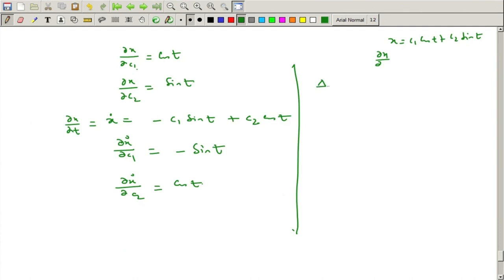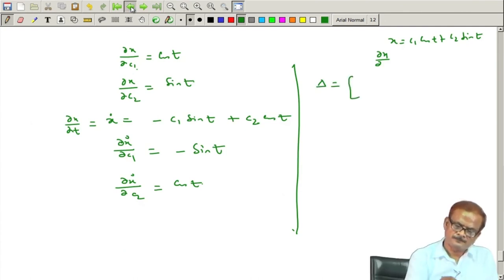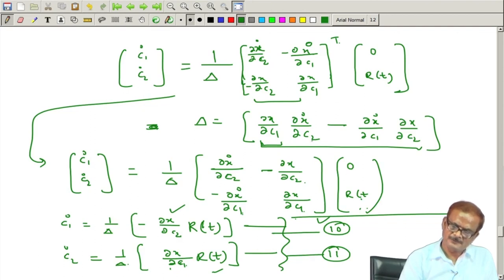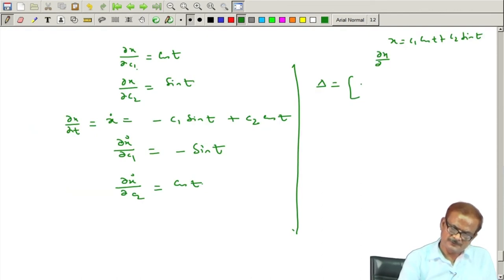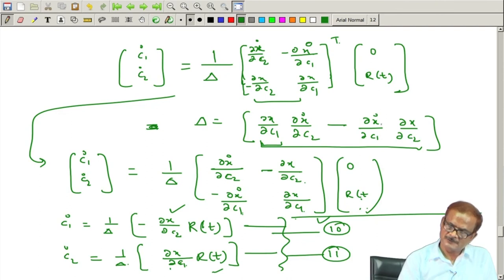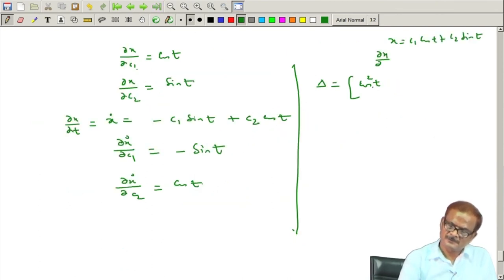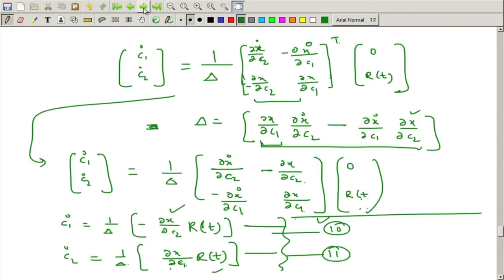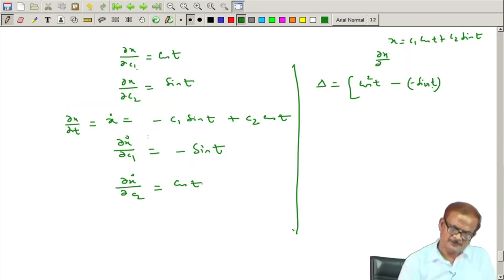Inserting in 10 and 11, first we calculate delta. So, delta equals ∂x/∂c1 and ∂ẋ/∂c2. So, ∂x/∂c1 from this place we have cos t, and ∂ẋ/∂c2 is cos t. So, this is cos² t, and then minus ∂ẋ/∂c1, which is equal to minus sin t, times the quantity ∂x/∂c2, which is sin t. So, that gets reduced to cos² t plus sin² t, which equals 1. So, this is your delta.